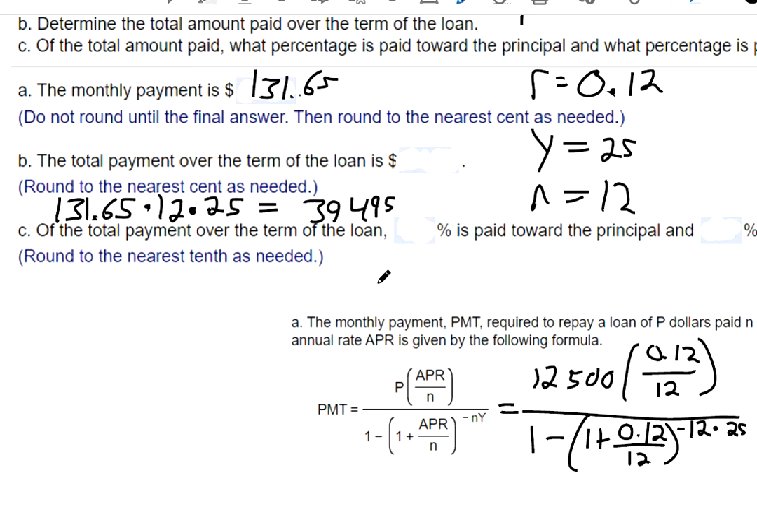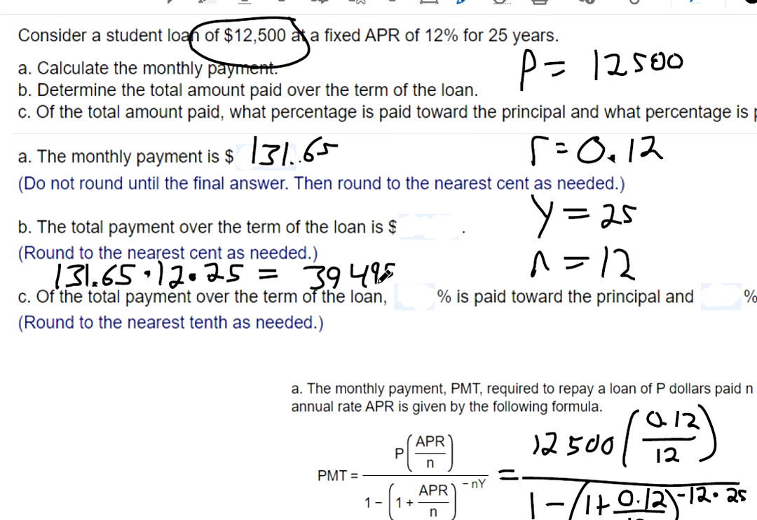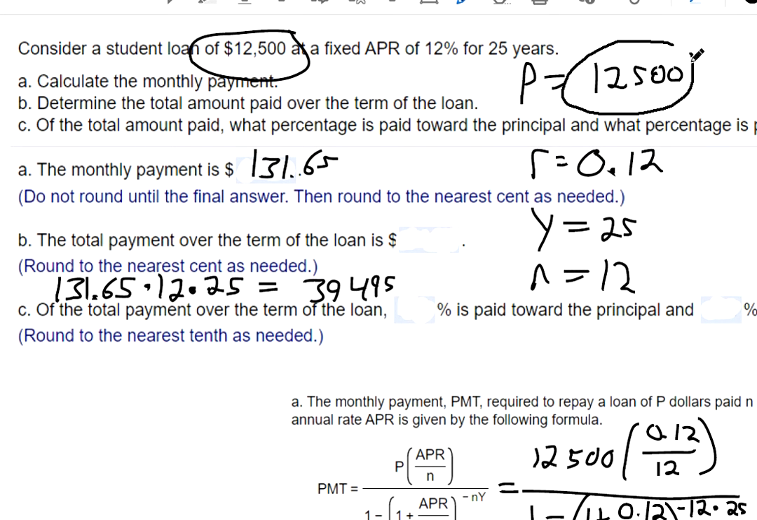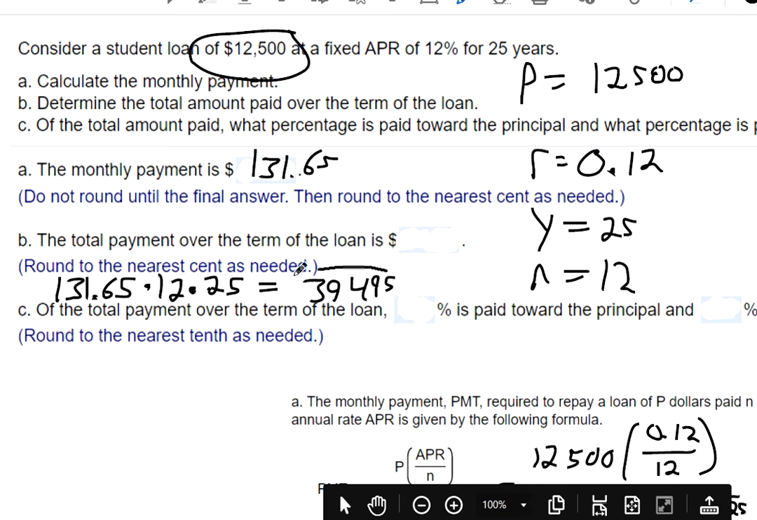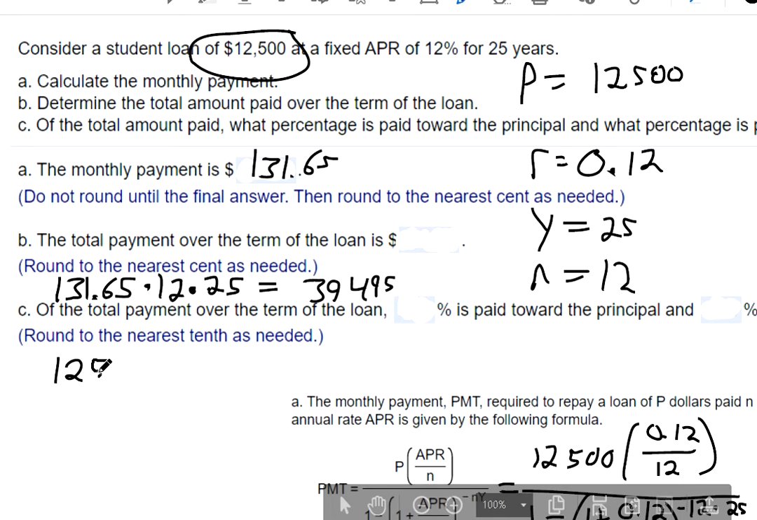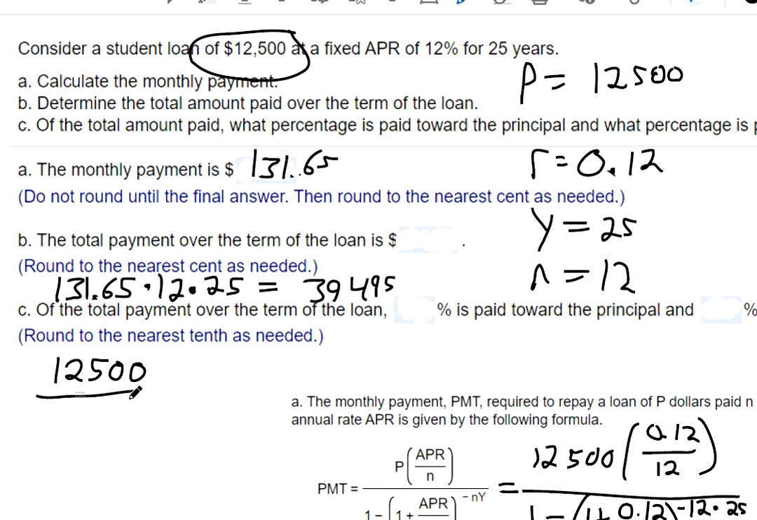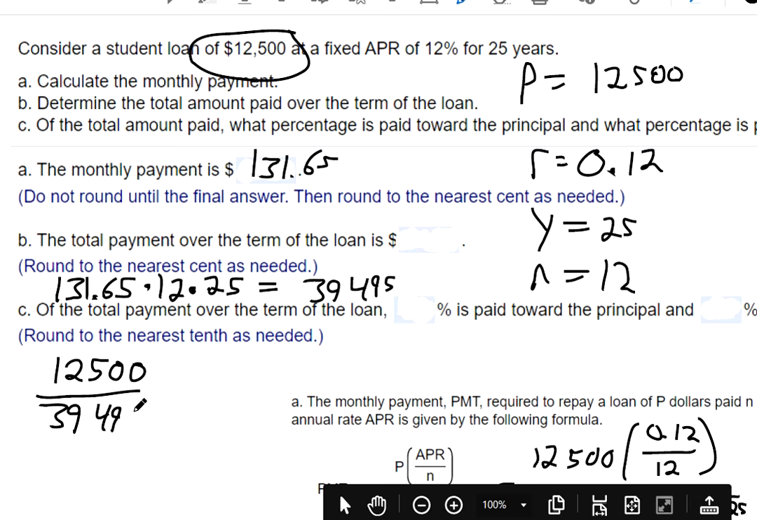Of the total payment over the term of the loan, what percent is paid toward the principal? What is paid towards interest? So the principal is $12,500. This is the total amount we paid. So the percentage is found by taking the number we're interested in, the amount we paid towards the principal, $12,500, divided by the total, and multiplied by 100 to move that decimal 2 places to the right.